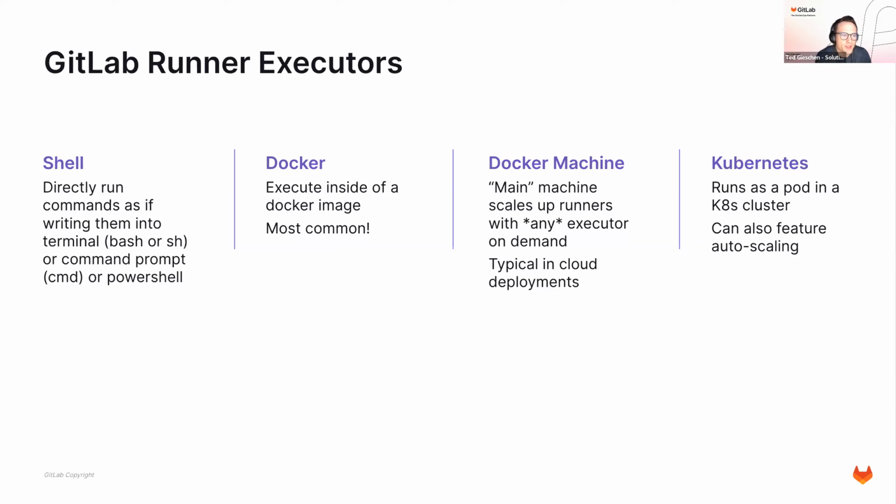We also have the option to leverage Docker machine, which basically scales up runners with any executor on demand. And we very often see this in cloud deployments. And finally, Kubernetes, which runs as a pod within a Kubernetes cluster and also allows for auto scaling in here.